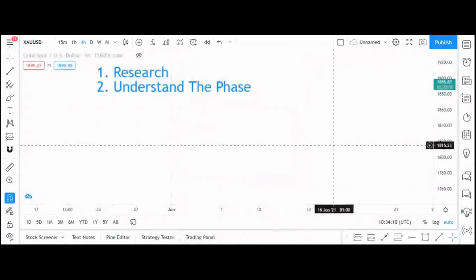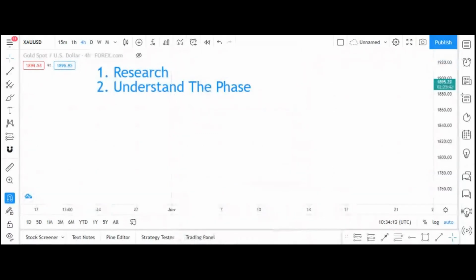Now, understanding the phase is simply, are people talking about AMC a lot? If people are talking about AMC a lot, I'm not buying AMC. If people are not talking about AMC a lot, I'll buy AMC. And that is just based on the greater fool theory. When people start talking about it, it's not good for investing. When people are not talking about it, that's when it's good for investing.